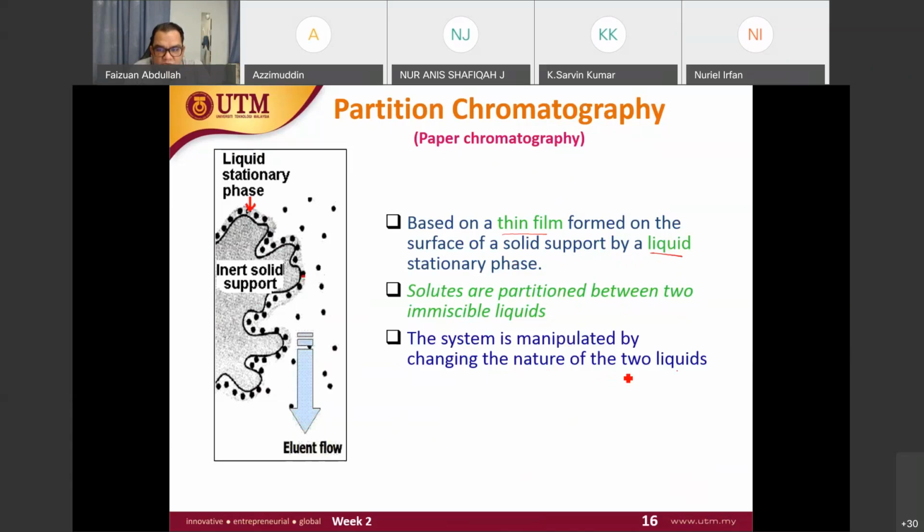What are the two liquids? The two immiscible liquids. What is the word immiscible? Somebody can tell me? Can you search it for me? The meaning of immiscible.